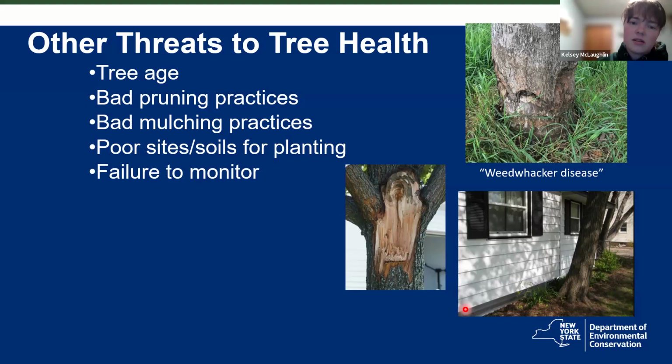Bad mulching practices are also a big issue. This picture in the upper right here is what we jokingly call weed whacker disease. And this is something we see a lot, unfortunately. And we joke that it's one of the most curable diseases because all you have to do is put down some mulch and you wouldn't feel the need to weed whack around your tree. And this can really damage the tree and it'll usually kill the top portion. Everything above this gets cut off essentially by this repeated wounding at the base.